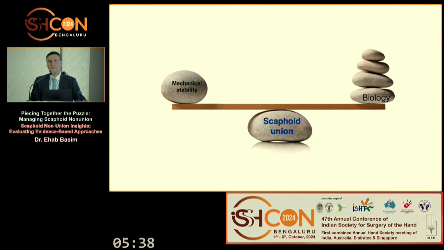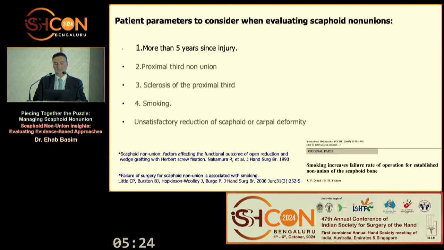And the biology, sometimes we don't have that much control of, because of the site of the fracture, if there is a cavity associated, if any sclerosis, we don't have any say in that. But I think the mechanical stability is something we can achieve, especially correcting the deformity. And this classic paper by Nakamura is from 1993. And to be honest with you, the points from there are still very much valid.